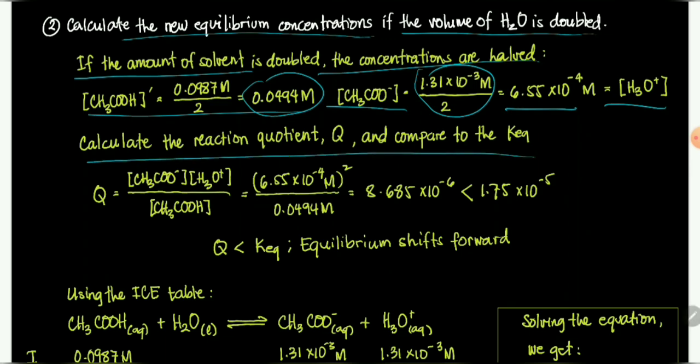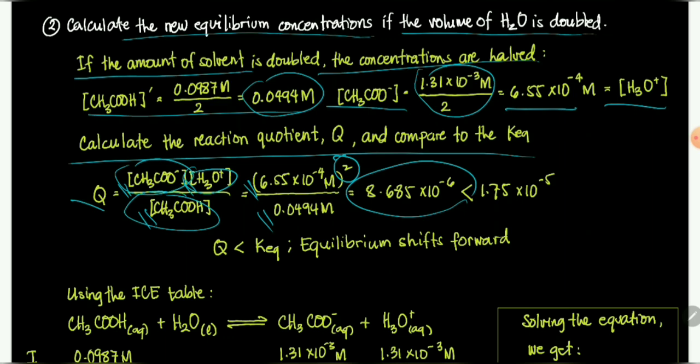So, now, let's calculate the reaction quotient. Okay? So, for Q, that's the concentration of your acetate times the concentration of hydronium over the concentration of your acetic acid. So, that's 6.55 times 10 to the negative 4 molar squared, because the concentrations of acetate and hydronium are the same, over the 0.0494 molar concentration of your acetic acid. So you will see that that's 8.685 times 10 to the negative 6. Okay? That's less than 1.75 times 10 to the negative 5, which is the KEQ of the acetic acid dissociation. So since Q is less than KEQ, the equilibrium shifts forward.